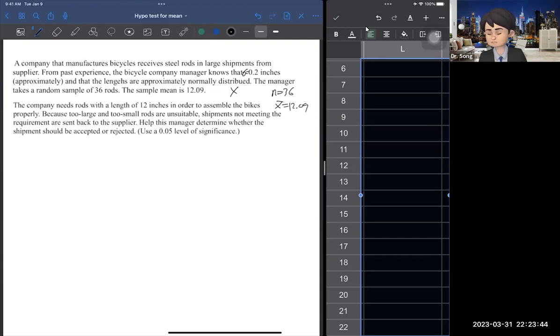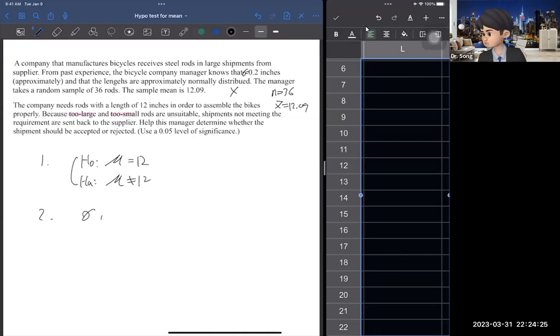Okay, so the first step is that we need to set up the null hypothesis and alternative hypothesis. The null hypothesis is that the mean has to be 12, so mu equals 12. And the alternative hypothesis is mu is not equal to 12. How do I know whether the alternative is mu greater than, less than, or not equal to? Well, it says if it is too large or too small, that makes a problem. That's why the alternative hypothesis has to be not equal to 12 inches.